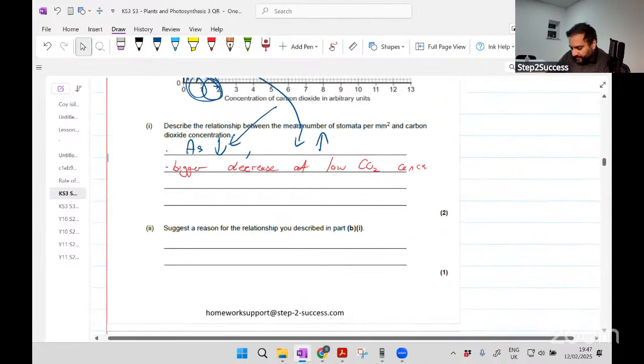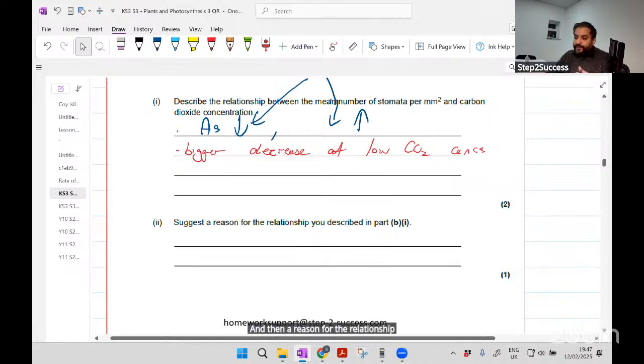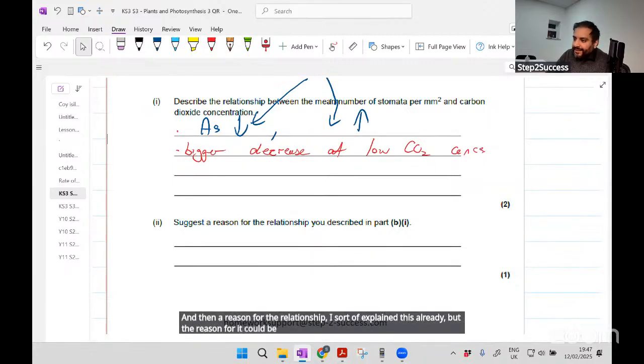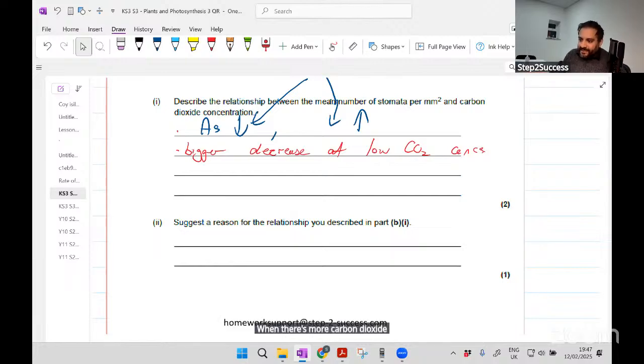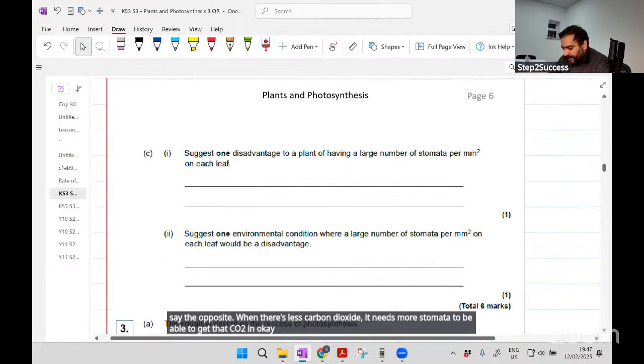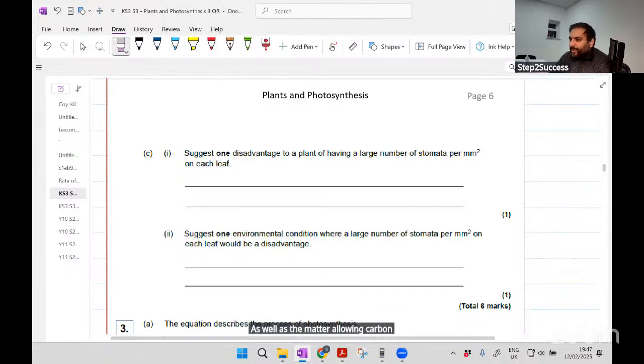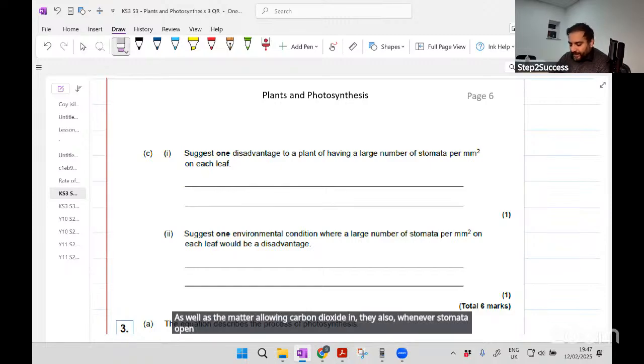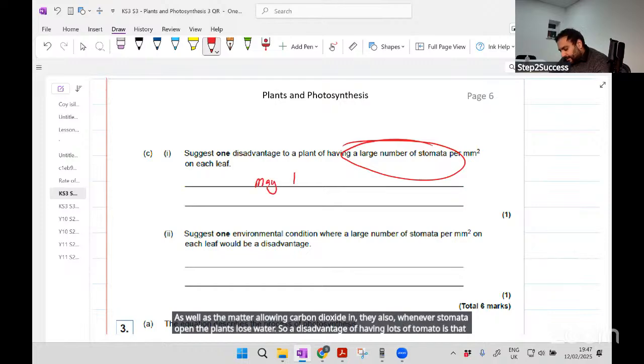And then a reason for the relationship: when there's more carbon dioxide, it doesn't need as many stomata. Or you can say the opposite: when there's less carbon dioxide, it needs more stomata to be able to get that CO2 in. A disadvantage of having a large number of stomata, as well as allowing carbon dioxide in, is that whenever stomata open, the plants lose water. So a disadvantage of having lots of stomata is that the plant may lose too much water.